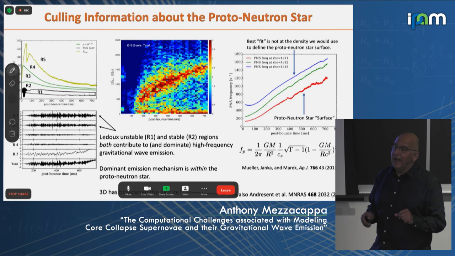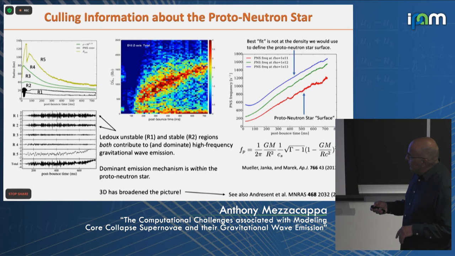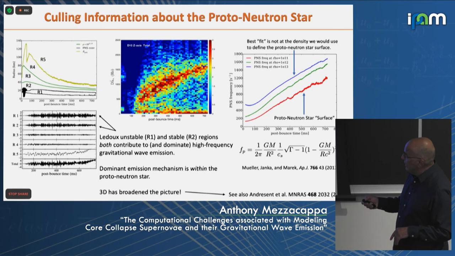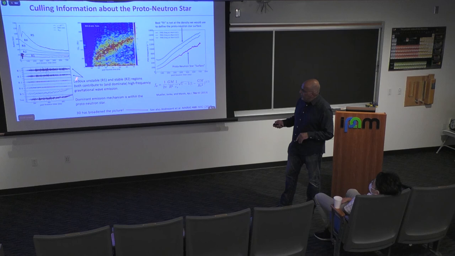I'll show you just what we're up against in making assumptions about what to call the protoneutron star in a second. And this is the gain radius, and this is the shock heating region. This is where the SASI, for example, occurs, and then the shock is farther out. So here is a breakdown of the strain from this model. This is the Ledoux unstable region. It dominates the strain, not the Ledoux stable region, not the convective overshoot region.